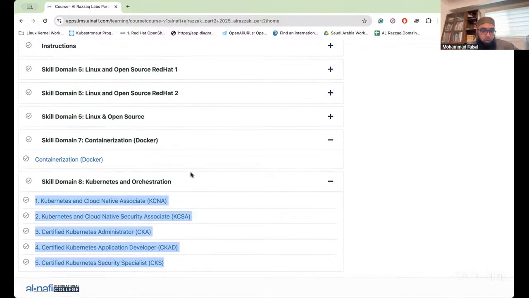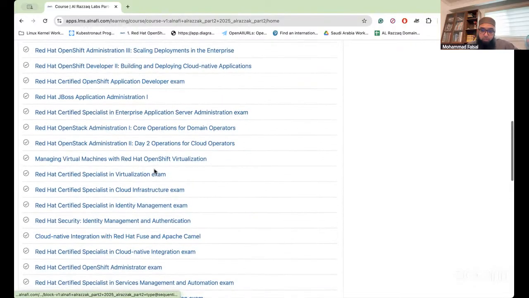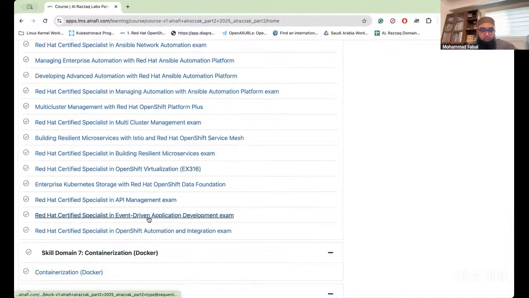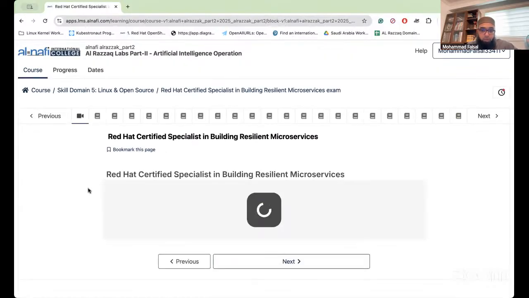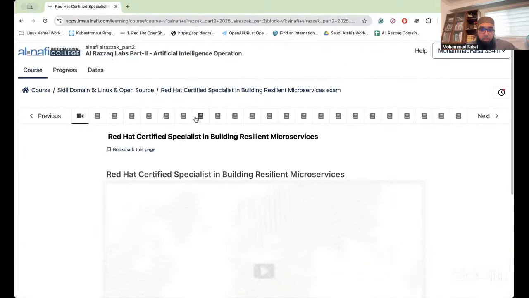Yes. There are tons of labs going in and out, right? So for example, if you open Linux and open source, you will see all the labs of Red Hat, right? And API management, event-driven application, OpenShift, automation, Red Hat OpenShift Data Foundation, virtualization, resilient microservices exam. If you click on that, the exam has been taught to you. Plus, since this is microservices, you should have access to the microservices. And then that gives you more and more and more. So this has a lot of labs.